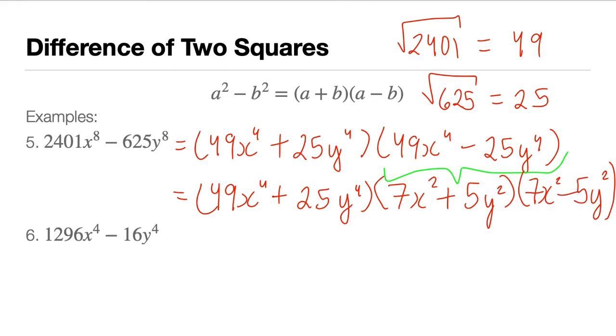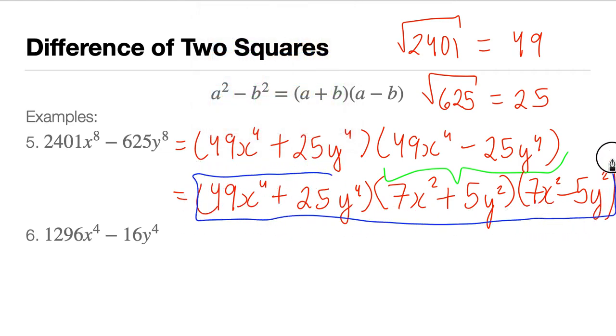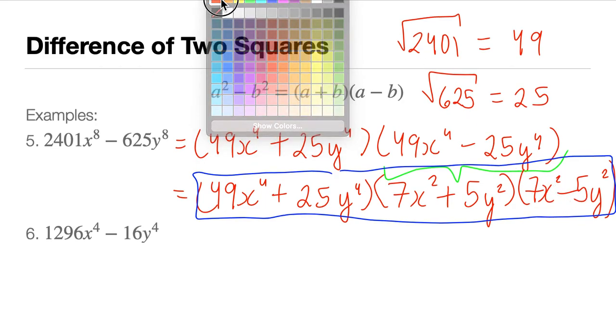Let's make use of the blue one so that it will be visible. So this is our answer for number 5: 49x to the fourth plus 25y to the fourth, in one grouping, 7x squared plus 5y squared, quantity times 7x squared minus 5y squared, and we cannot simplify this anymore. These are not perfect squares. And then let's have the last example.